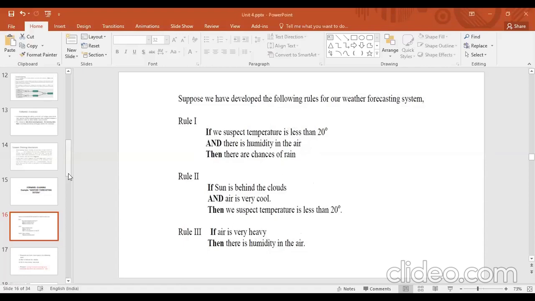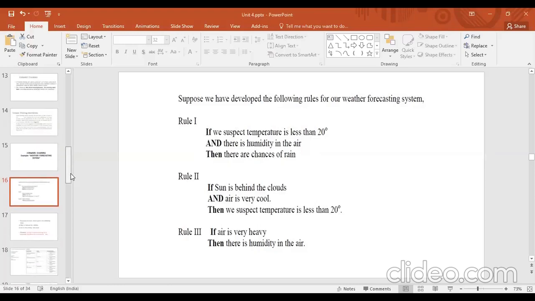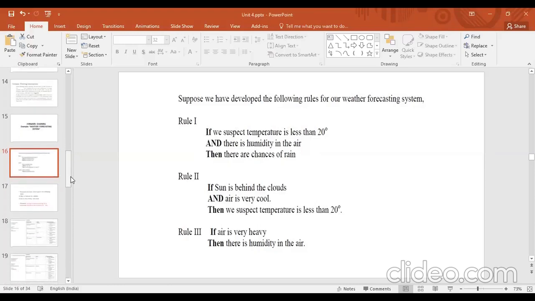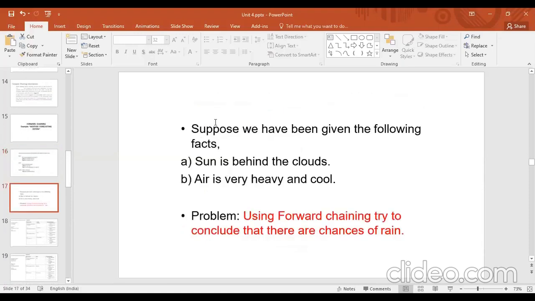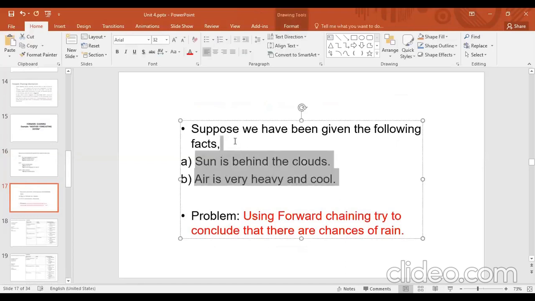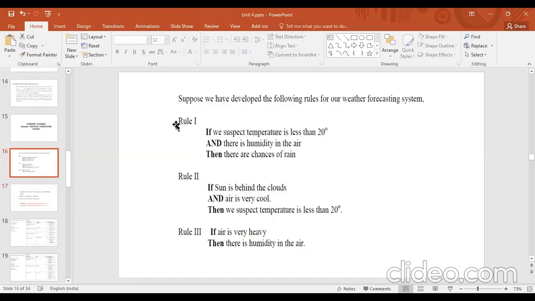So these 3 rules are given in our system, and I have given the facts. In forward chaining the basic requirement of our system is rules and facts. So the facts are, we have been given the following: the sun is behind the cloud and the air is very heavy and cool. This is given to our system in the initial stage, along with the rules, rule 1, rule 2 and rule 3. So these two are our input.